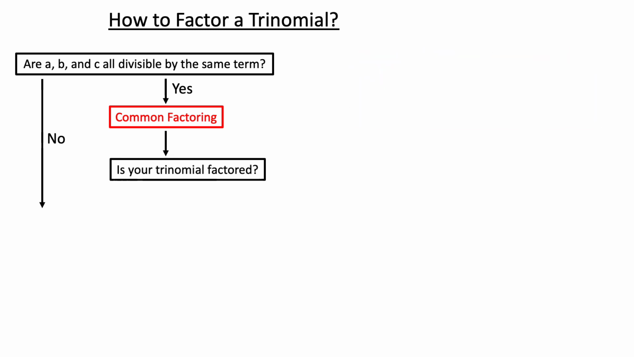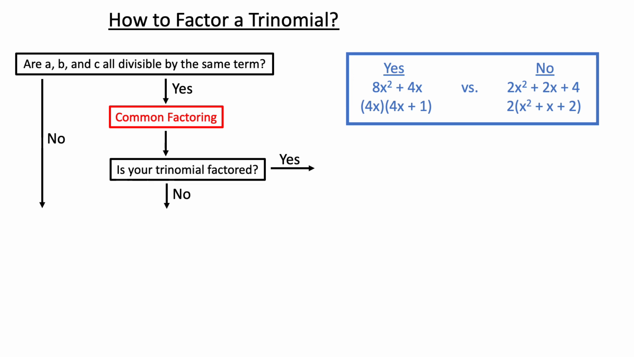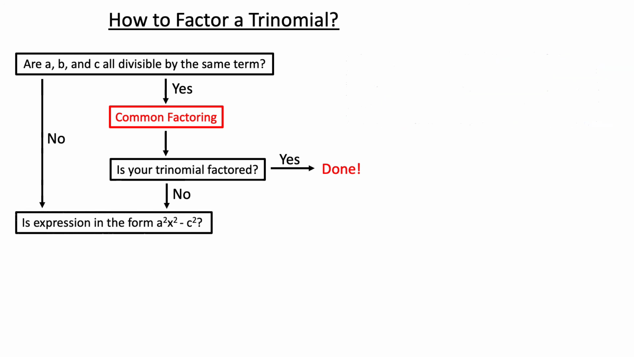The next question we want to ask is, is your trinomial now factored? So for example, on the left, when we pull out a 4x through common factoring, we actually now have this in factored form, whereas on the right, we pulled out a 2, but we still have a trinomial that is in standard form, more or less. So if we did factor it completely, you're done. You don't have to go any farther, but if not, we have to keep going.